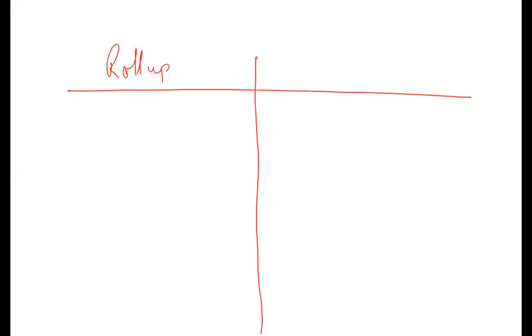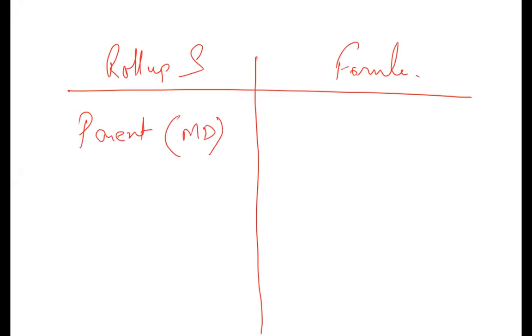Roll-up summary and formula. Both are different types of fields which you can create. Roll-up summary you can create only on the parent of a master detail, or on special standard objects. Clear? Special standard object like account. Otherwise, it is not possible. Formula field you can create on any object.